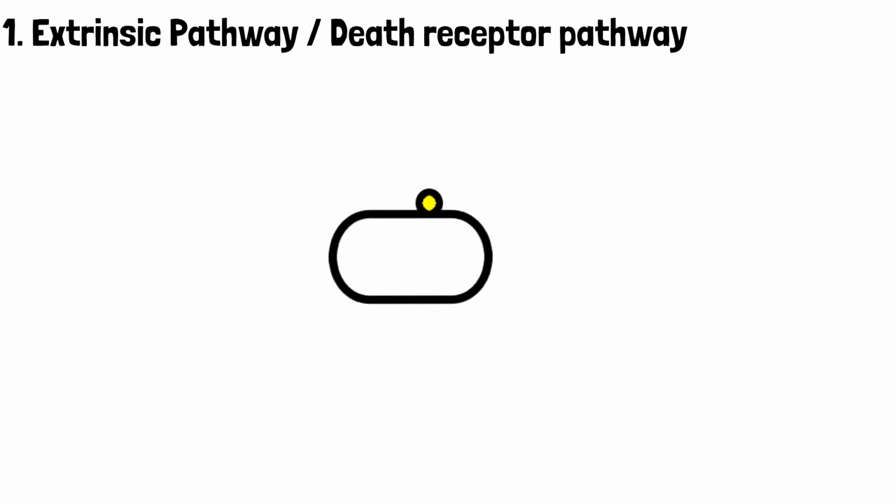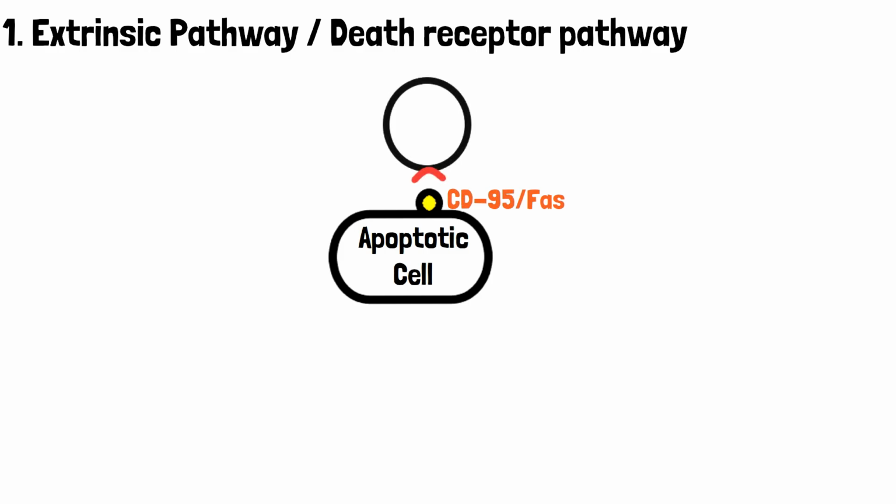This process starts with an apoptotic cell, or the cell which wants to die. These cells express receptors known as CD95 or FAS. Corresponding to this, the T cell has the CD95 ligand or the FAS ligand. And you can make it out yourself that this T cell binds to this CD95 or FAS on the apoptotic cell.